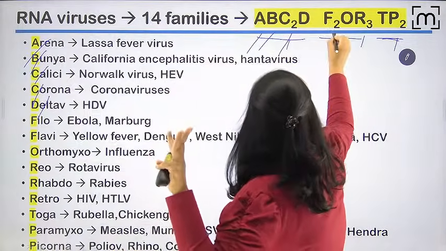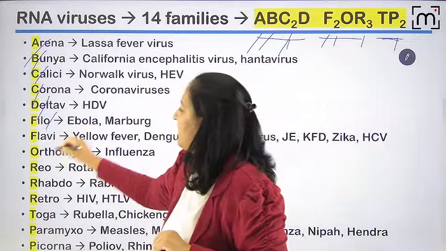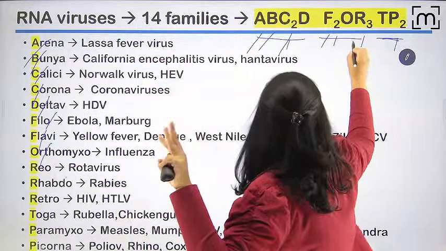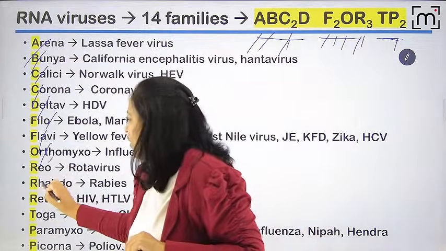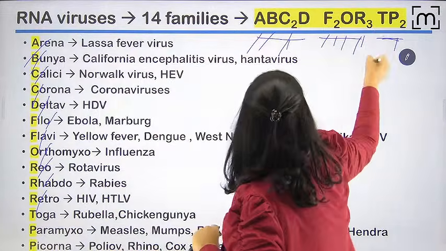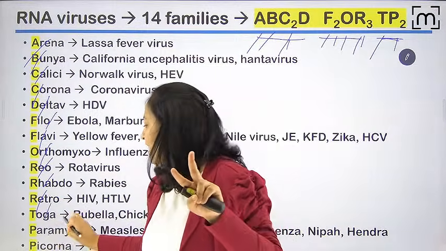D for delta. The 2F is for philo and flavi. O for orthomixo. The 3R, triple R, is for Rio, Rhabdo, Retro. T for toga. And the 2P is paramixo and picorna.